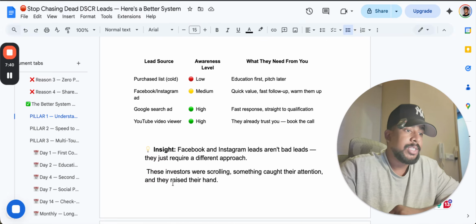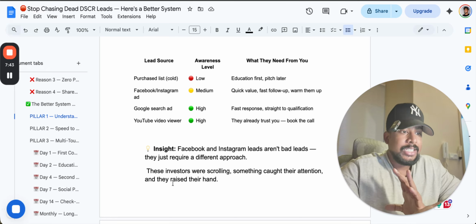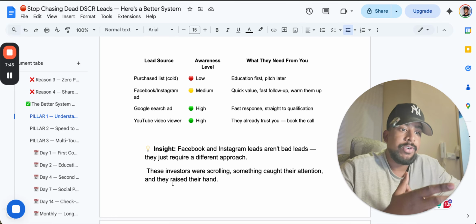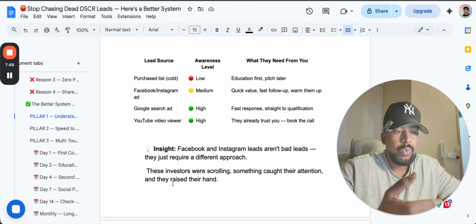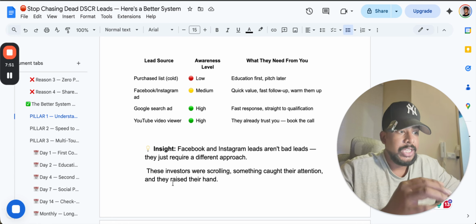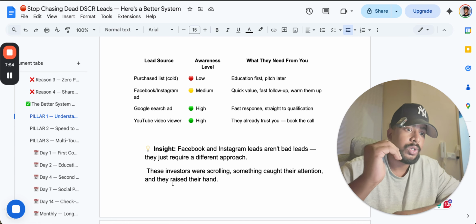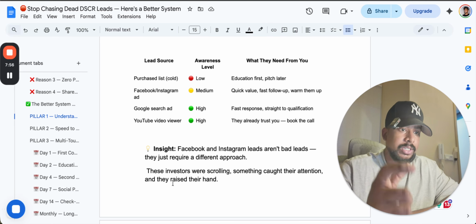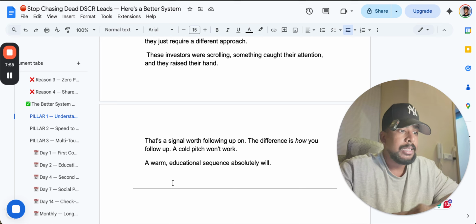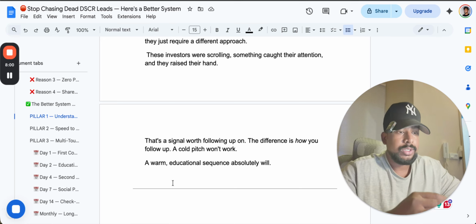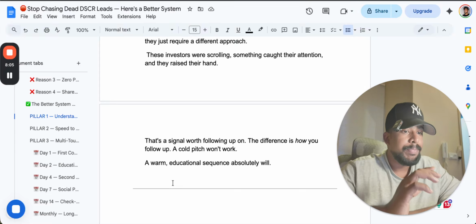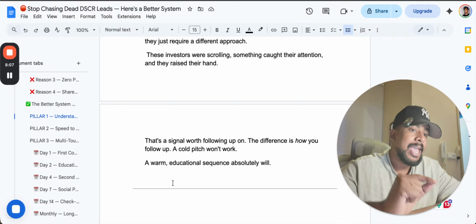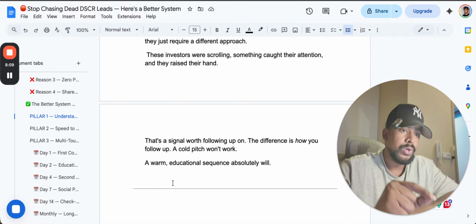All right. See, Facebook and Instagram ads and leads aren't bad. They just require a different approach. You cannot treat them the same way you treat other leads. These investors are scrolling, something caught their attention, and they have raised their hand. So treat them in a different way and a different sequence. All right. Now, that's a signal worth following up on because they have raised their hand, they have shown interest. The difference is how you follow up. A cold pitch won't work, so always have educational content sent before you have the next step or the next call with them. All right.